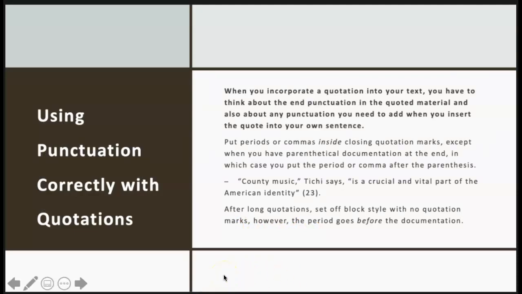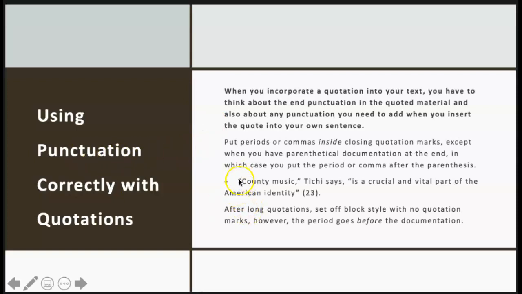Using punctuation correctly with quotations. When you incorporate a quotation into your text, you have to think about the end punctuation in that quoted material, and also about any punctuation that you need to add when you insert the quote into your own sentence. Put periods or commas inside quotation marks. So let that sink in. Periods and commas go inside the quotation marks except when you have a parenthetical documentation at the end, in which case you always put that period or comma after the parentheses, except for the case of the long quote.